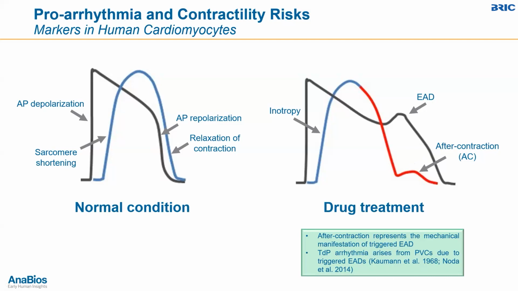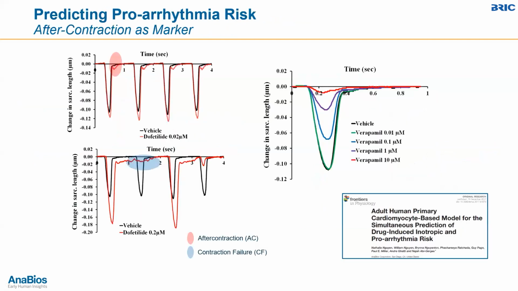And basically the after contraction here mimics the premature ventricular contractility that usually leads to trigger early after depolarization. Here is an example of how we can differentiate dofetilide, a proarrhythmic compound, from verapamil, which is a safe, non-proarrhythmic compound. As you can see here, when we apply dofetilide at 20 nanomolar, we can see the incidence of after contraction highlighted here in red. And when you compare dofetilide to verapamil, you can see that verapamil showed no ability to cause after contraction events.